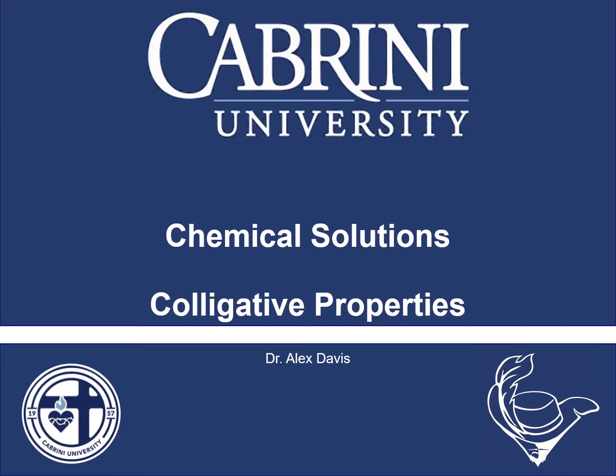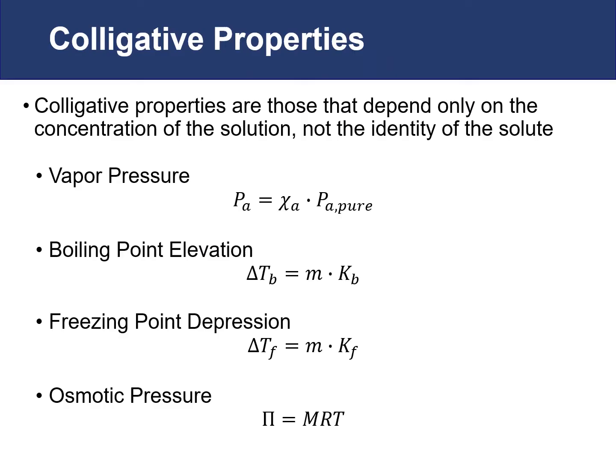In this video, we will be discussing colligative properties and looking at how they change with changing concentrations. Colligative properties are those that depend only on the concentration of the solution, not the identity of the solute. We will be looking at four different colligative properties. The first is vapor pressure. The second, boiling point elevation. The third, freezing point depression. And the last, osmotic pressure.